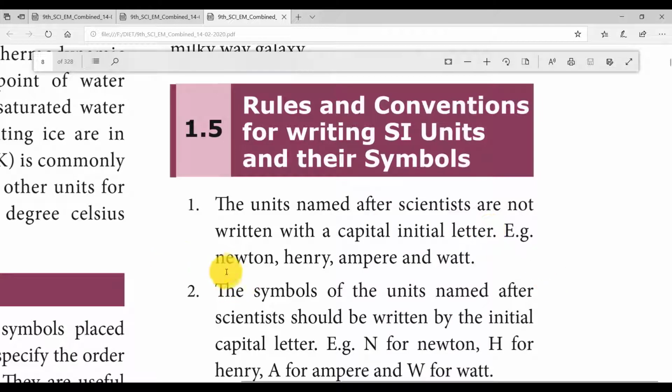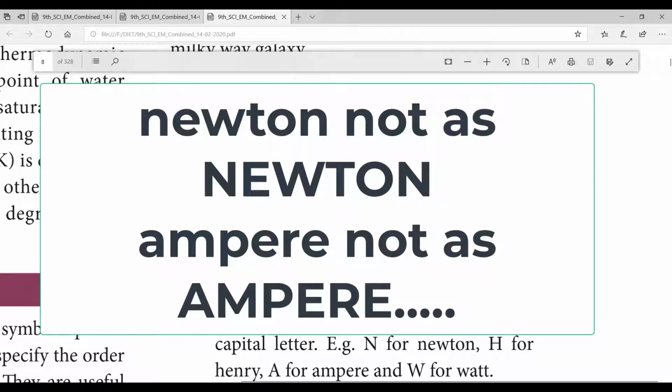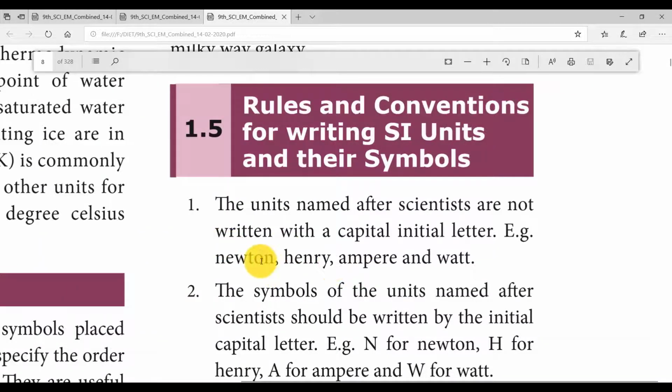See the examples: newton, henry, ampere, watt. These are all the names of scientists and they are used for the corresponding units. The unit of force is newton, current is ampere, power is watt. These are all units, and they are used in memory of the scientists who worked hard for that particular concept. When you write your name, you can use capital letters. But when you write the names of the units named after scientists, you should not use capital letters.